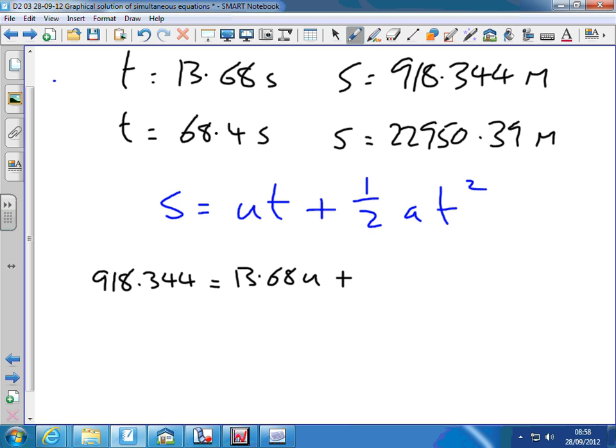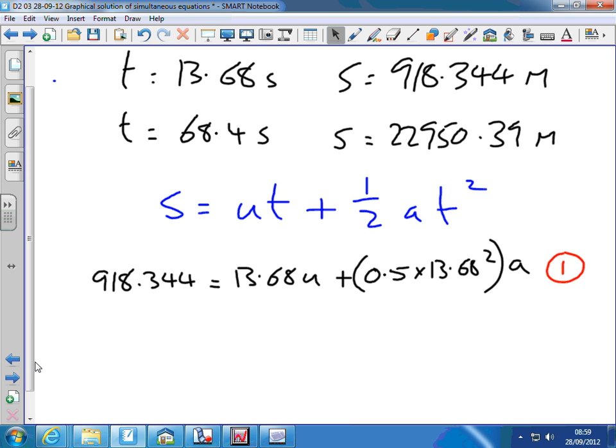Well, we know t, so 0.5 times t squared, which is 13.68 squared. So that's a little calculation I've got to do, and then that's times by a. So that is the first equation. We've used the information from the experiment, the first set of information, to set up an equation by replacing s and t with the values that we know.